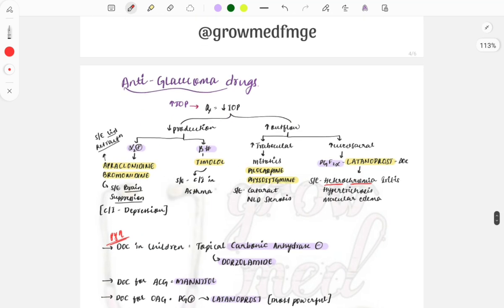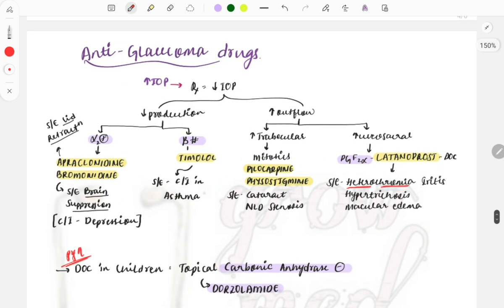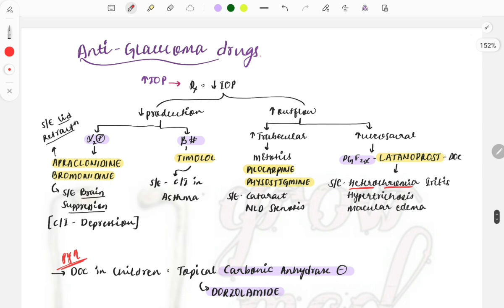Moving on to the anti-glaucoma drugs. So quickly I will be discussing these drugs, and I have already uploaded a complete video on the drugs which are used in ophthalmology. So do watch that video as well, in which all the important drugs have been described.